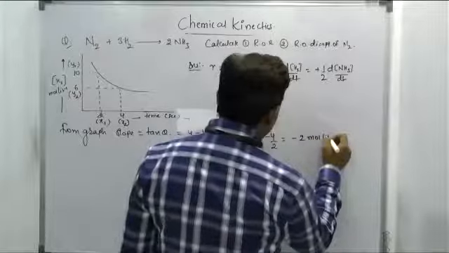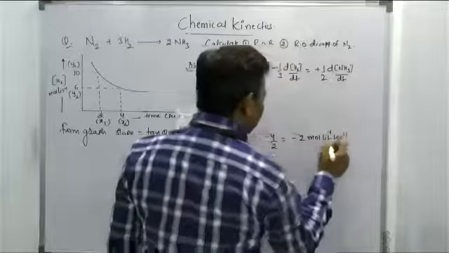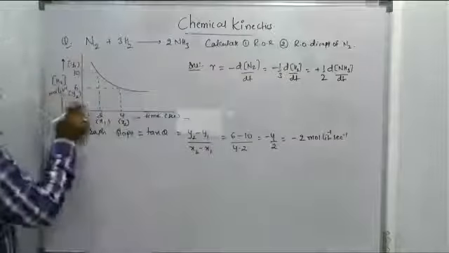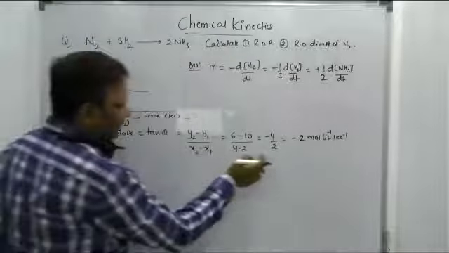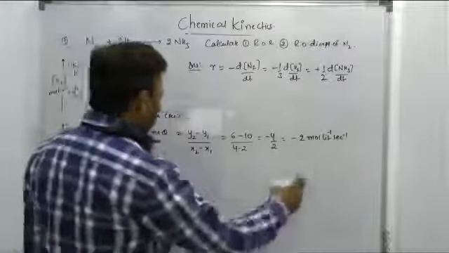Beta, mole per liter per second. Is it clear, beta? Mole per liter, and this is a second, so it comes in the denominator as per second. This is the value we got as tan theta.